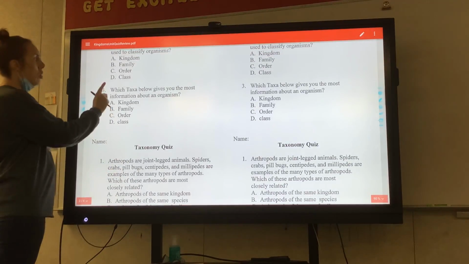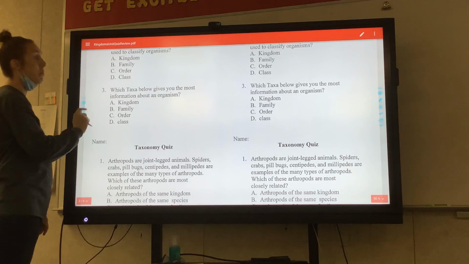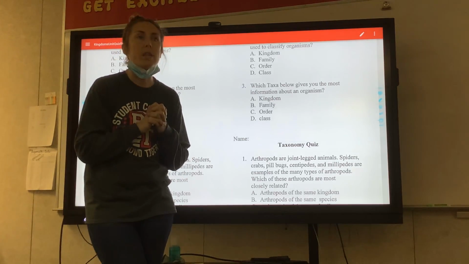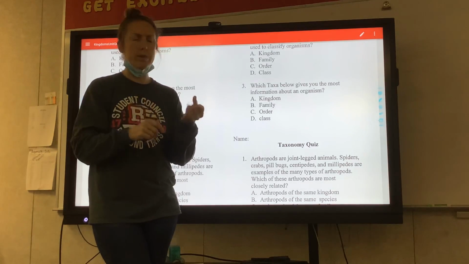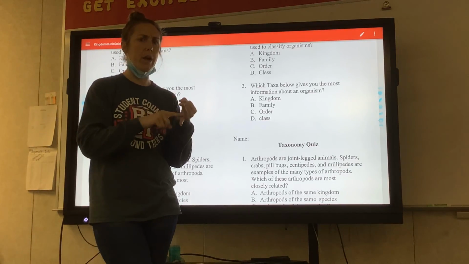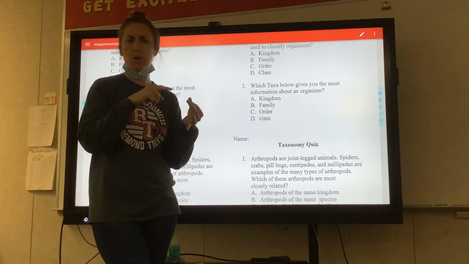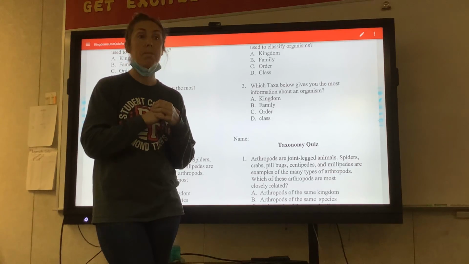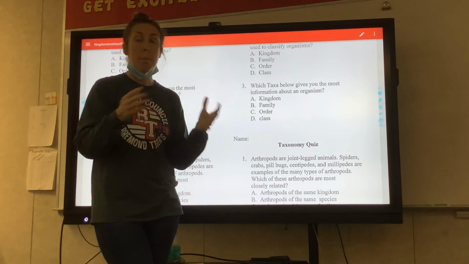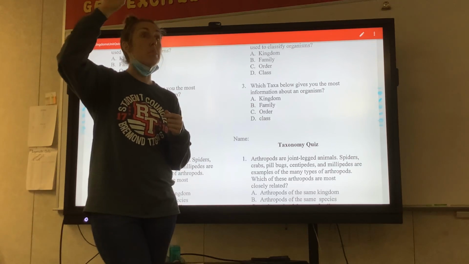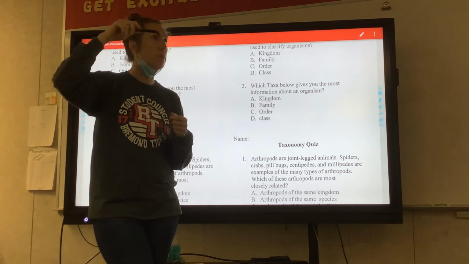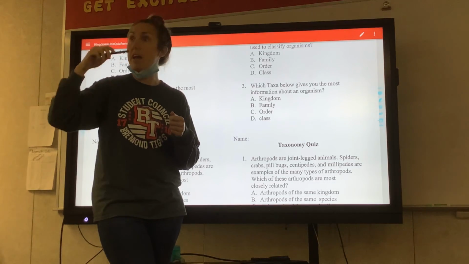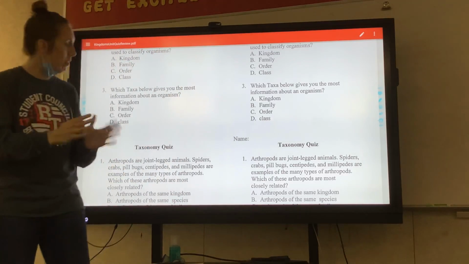And last but not least, which taxa below gives you the most information? You get the most information at the bottom. So for example, if I said you are in the kingdom Animal, all you would know is, okay, I'm an animal, so I'm multicellular, eukaryotic, sexual, mobile. But if I said you are in the class Mammalia, you must be an animal, so you're all of those things. Then you must be a Chordata, you must have a backbone. Then you're a mammal, so you have to make milk for your young and have hair. So the more specific you get down lower, the more things you know.